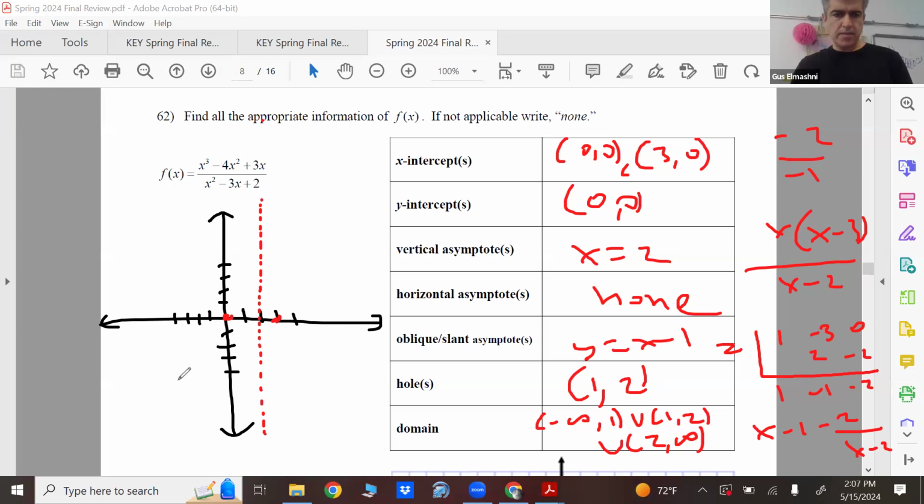X minus 1. One comma 2. Hole there. And I think that's it. Yeah, then you can just do your graph. You'll be fine.